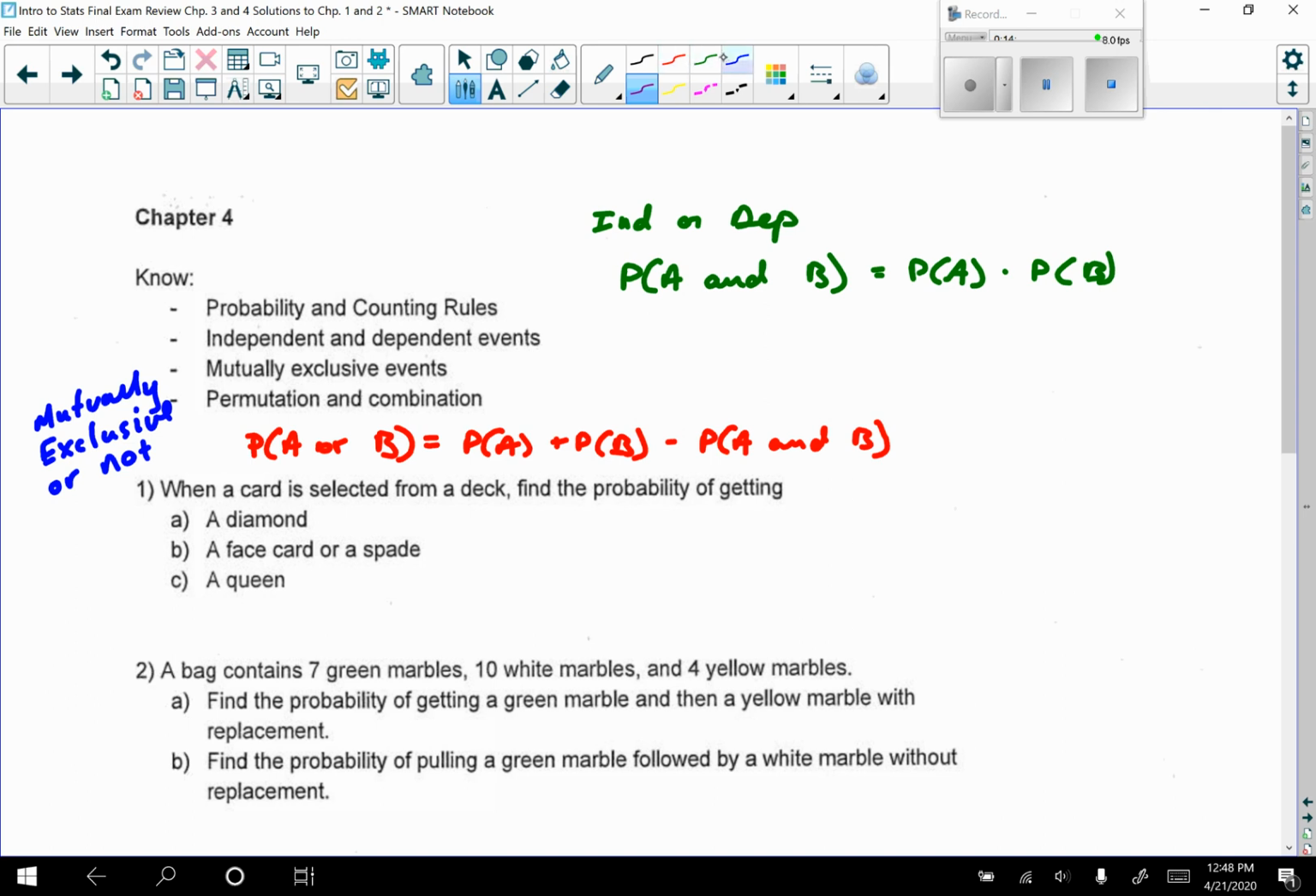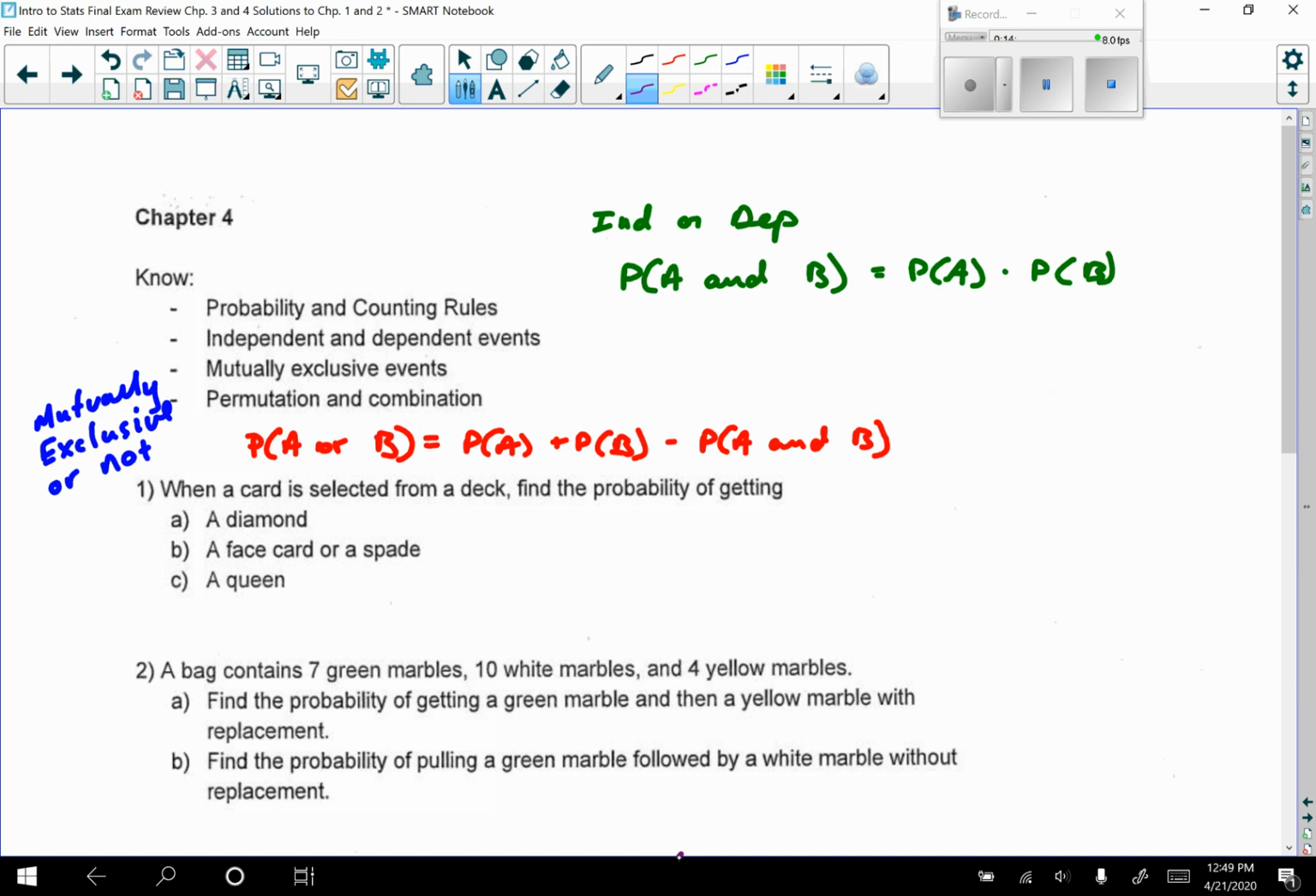So to go over each answer here, notice we're looking at probability and counting rules, what I just mentioned: independent and dependent events, mutually exclusive events, permutations, and combinations at the very end as well. So for number 1, when a single card is selected from a deck, find the probability of getting a diamond.